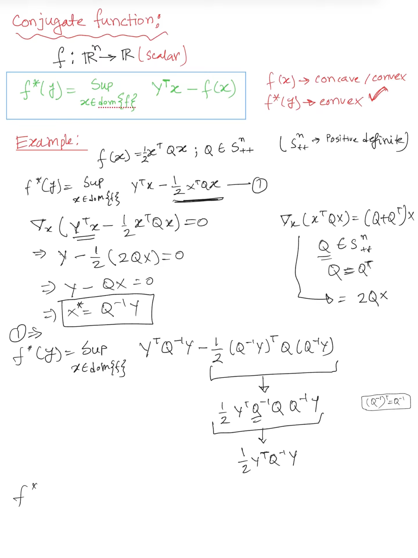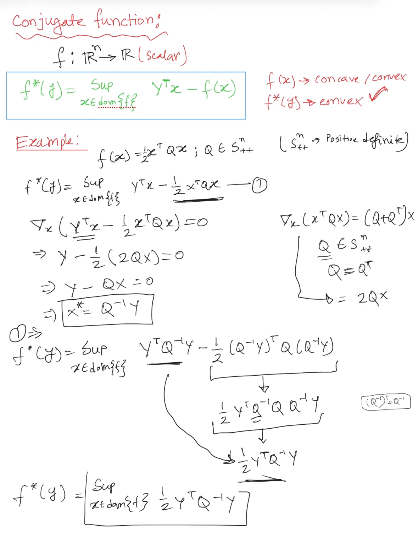Therefore our f star of y is equal to the supremum over x element of dom f, and we subtract this one from this one, and then we actually get half of y transpose Q inverse y. So this is our equation.